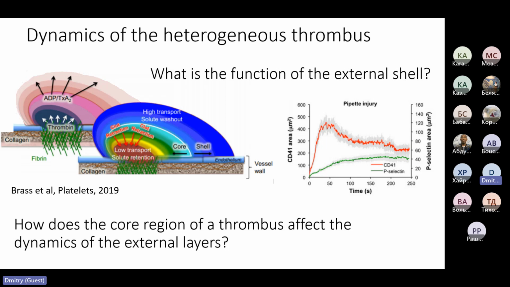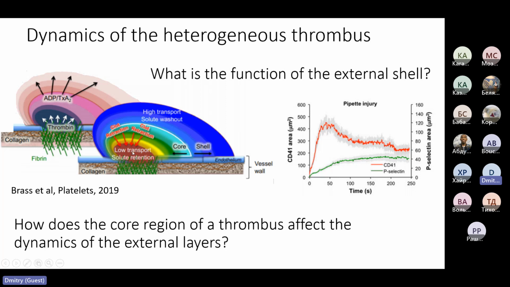So the next part of my talk will be focused on more complex processes involved in the formation of the thrombus, which is heterogeneous. We know from the experiments that I showed you that thrombi show high heterogeneity. There is an internal region called the core, where platelets are densely packed. When they secrete granules, that means that they are irreversibly activated.